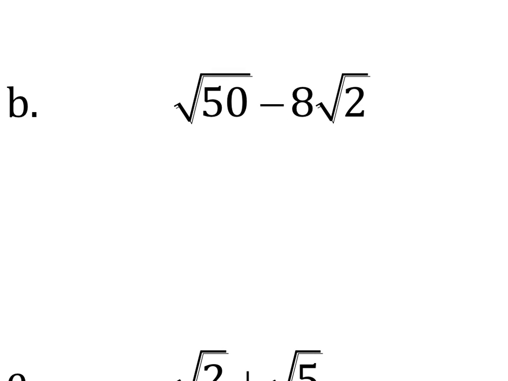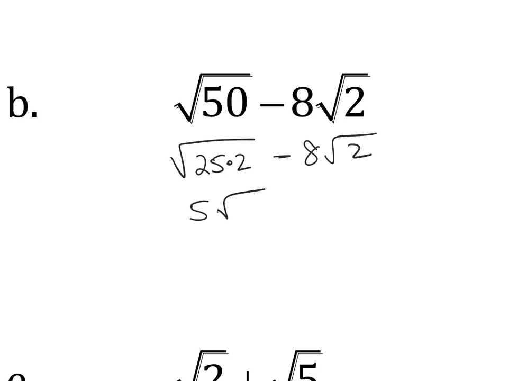Okay, B, again, 50 and 2 are not like radicals, so I need to simplify. 50 can be simplified into 25 times 2. So square root of 25 is 5, so now I have 5 square root of 2 minus 8 square root of 2. And then 5 minus 8 is negative 3, so my answer is negative 3 square root of 2.